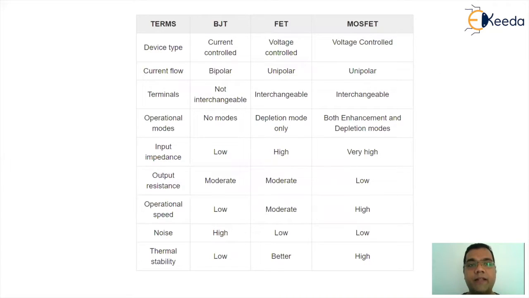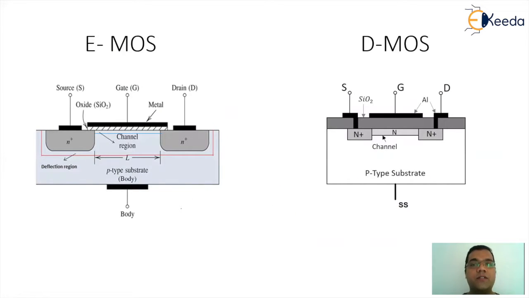So when you try to compare the families of BJT, FET and MOSFET, it is clearly seen that whenever we talk about the input impedance, the MOSFET gives the best performance, as well as for the output impedance. Operating speed is very high and noise impact is very low. Thermal stability is very high. And that's the reason when you see the CMOS technology integrated circuits, elements like MOSFETs were preferred over the families of BJT and FET.